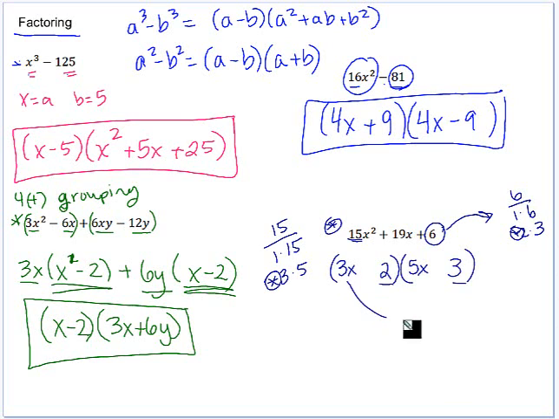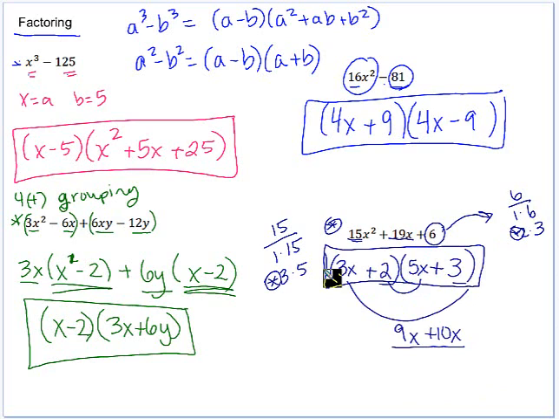And now we will check. 3x times 3 is 9x. 2 times 5x is 10x. 9x plus 10x gives us 19x. So we fill in our plus signs there, and voila, we have it factored.